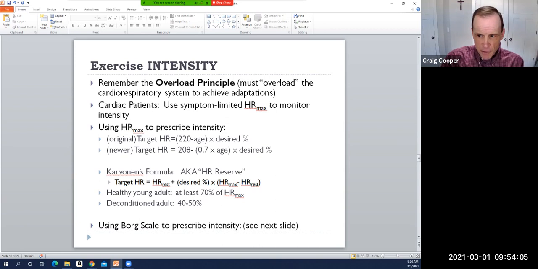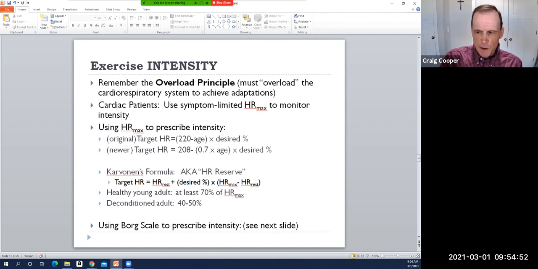For our generally healthy population, we're going to try and actually calculate target heart rate. The most common formula that people are familiar with is this first one, 220 minus age. Then you multiply that value times the percentage that you want them to exercise at, 60% of max, 80% of max, whatever the case might be. This newer formula is believed to be better and a little bit more accurate. It depends on how old you are, where it skews the numbers a little bit. I think for the younger population, it tends to bump up the target heart rate a little bit. For the older population, I think it brings it down just a little bit. I'm okay with you using either one.